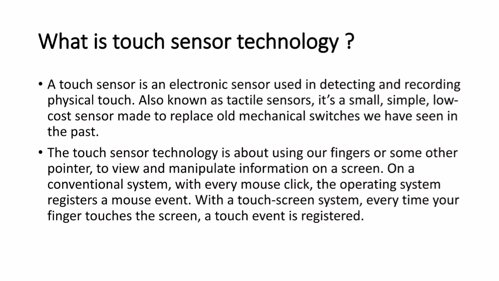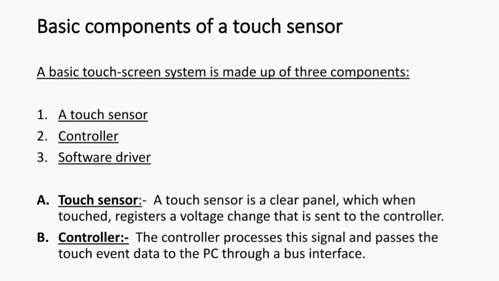Also known as tactile sensors, it's a small, simple, low-cost sensor made to replace old mechanical switches which we have seen in the past. The touch sensor technology is about using our fingers or some other pointer to view and manipulate information on a screen. On a conventional system, with every mouse click, the operating system registers a mouse event. With a touchscreen system, every time your finger touches the screen, a touch event is registered.